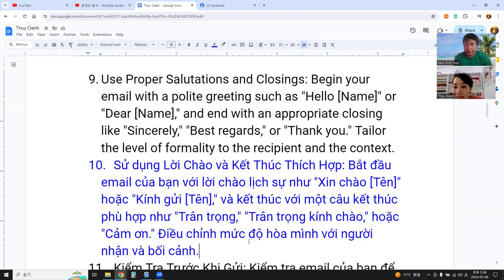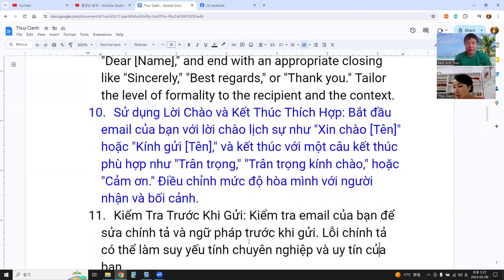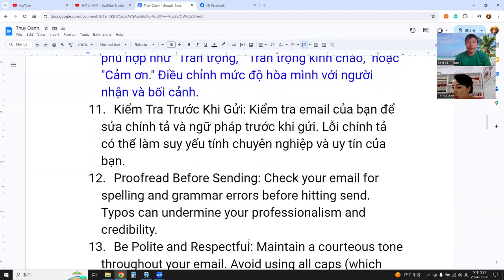It means we can use another word, Tailor, for channel actors. Editing, Tailor means actors or edit. Write the level of formality. Write your email, the level of formality. It means like, okay, I see. And then we go to the next.